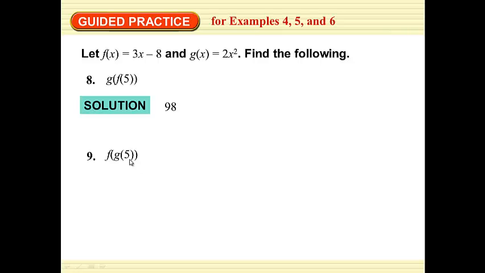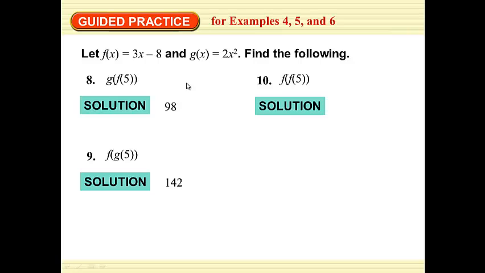Okay, do it the other way. Plug the 5 in here. What would I get there? 5 squared is 25 times 2 is 50. Plug 50 in here. 150 minus 8 is 142. So that's how we would do those. Let's see, I'm going to skip by these ones. You could try those on your own.